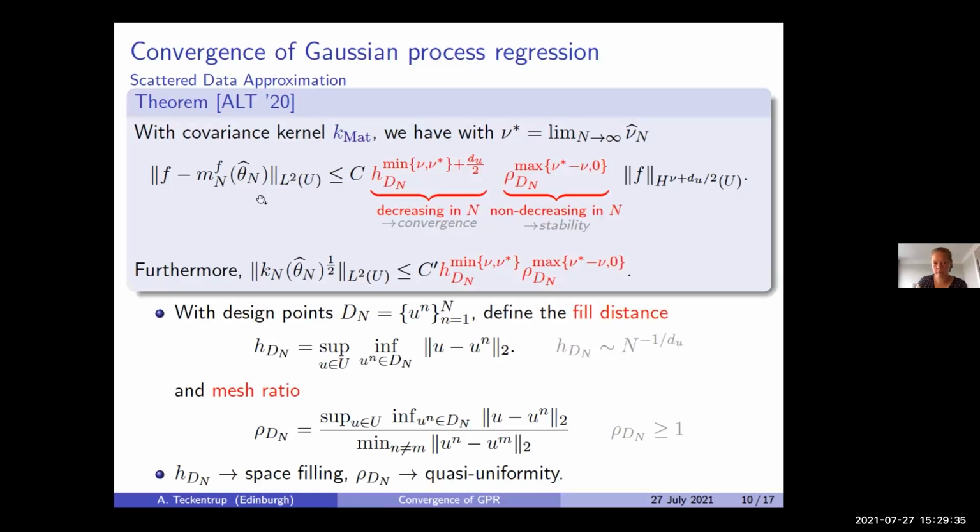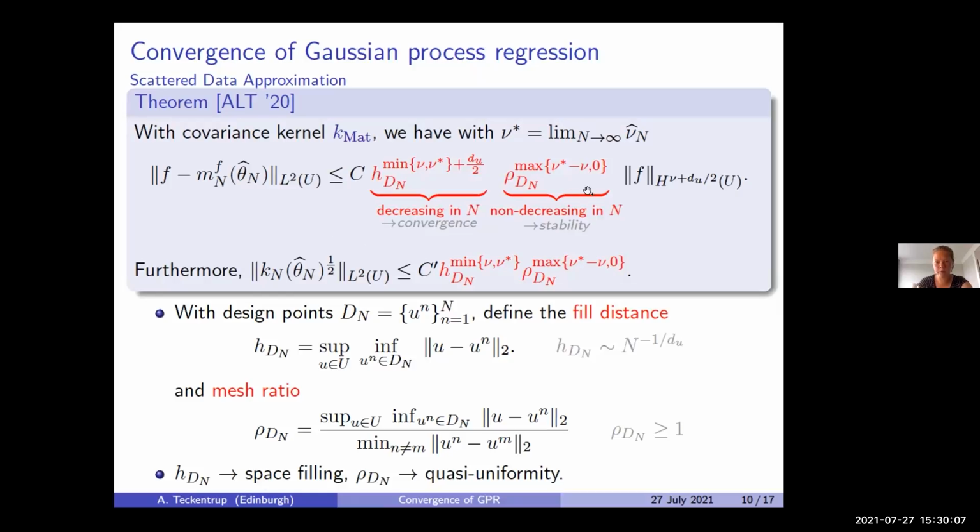You have one result that shows you that the mean of the posterior converges to the true function f. So this right-hand side here should go to 0. You can see that the mean of the posterior tends to the truth as n tends to infinity. And then you have a result on the variance, or here the standard deviation. This shows you that the variance of the posterior goes to 0 as n tends to infinity.